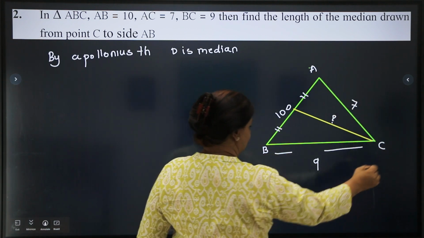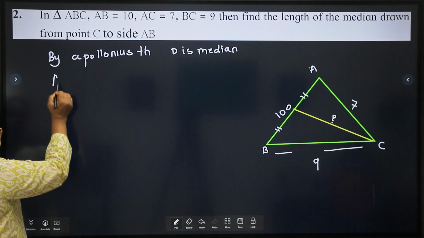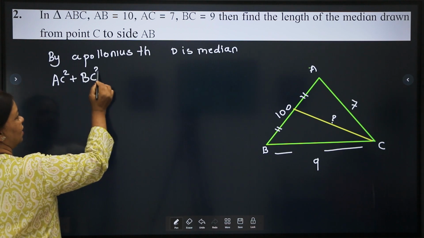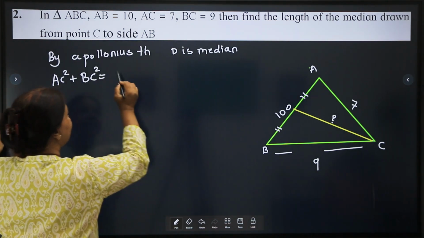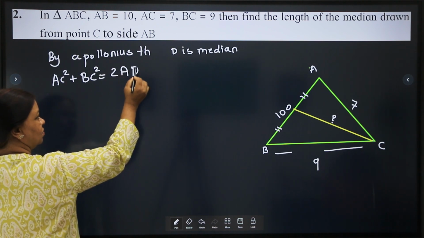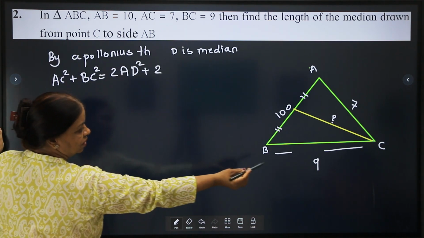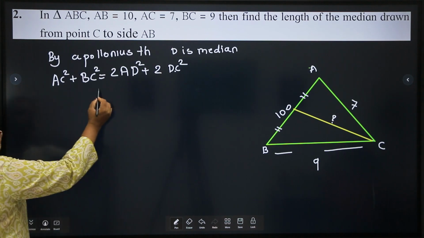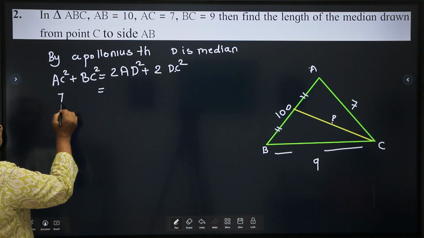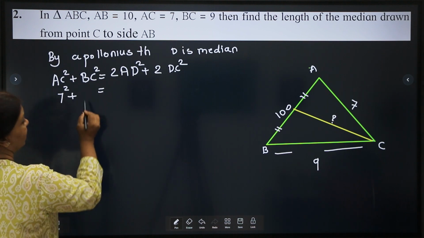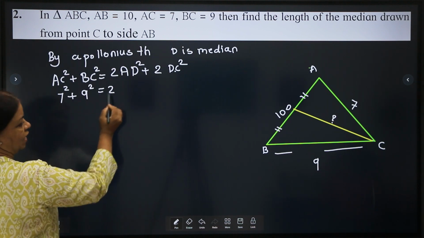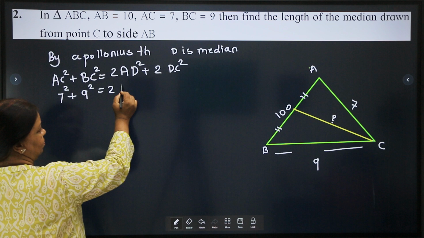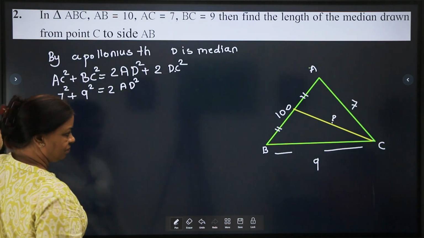AC square plus BC square is equal to 2 times AD square plus 2 times DC square. Twice the square of the median. Now what is AC? AC is given as 7, BC is given as 9, and 2 times AD. Now AD is not given. We need to find out AD. We'll keep it as it is.